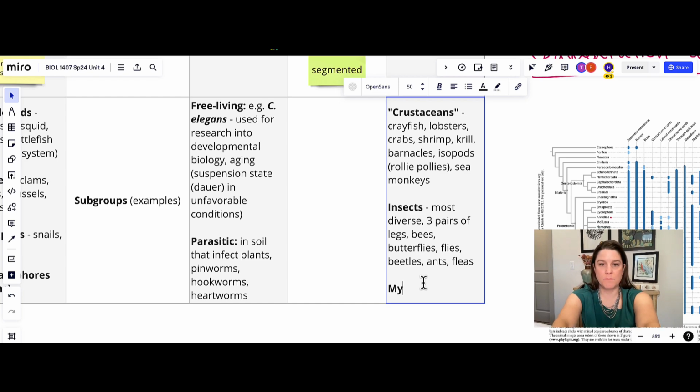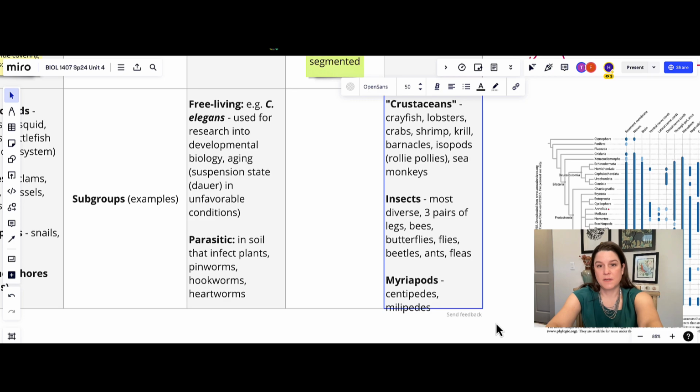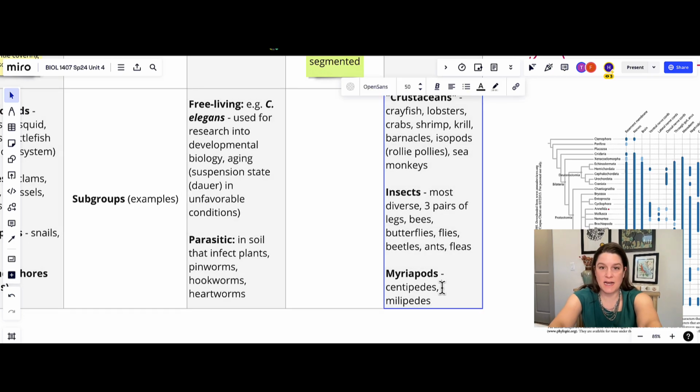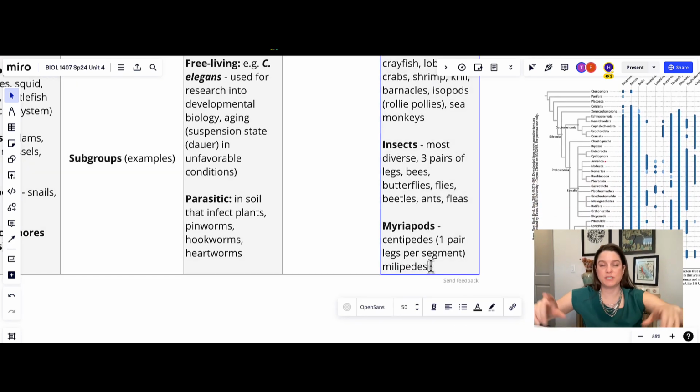Then we have what we call myriapods, meaning many feet. Myriapods, many legs. So these are going to be centipedes and millipedes. They do have many legs. Centipedes have 1 pair of legs per segment, and millipedes have 2 pairs of legs, which just means each segment has 1 on each side for centipedes, 2 on each side for millipedes.